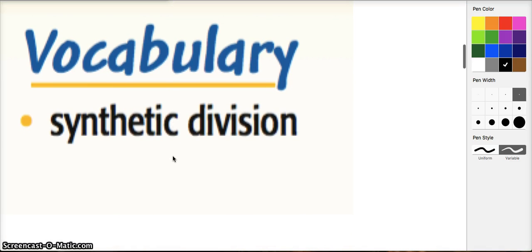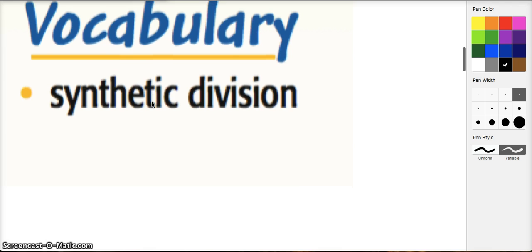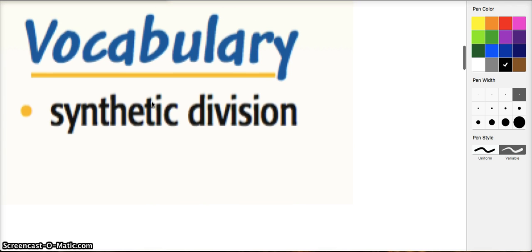We only have one vocabulary word, which is synthetic division, which is a style of dividing that we're going to talk about later. So I'm not even going to define this at this time, but synthetic division is going to be really popular in the next couple of example problems.